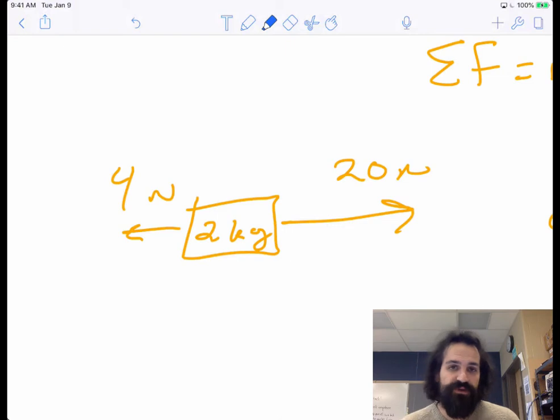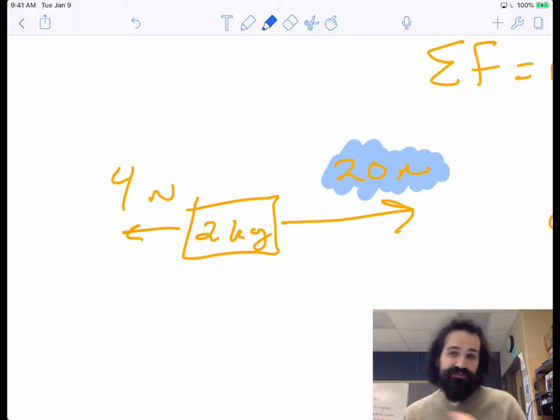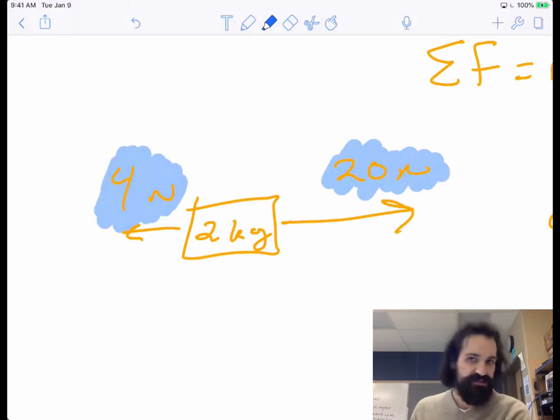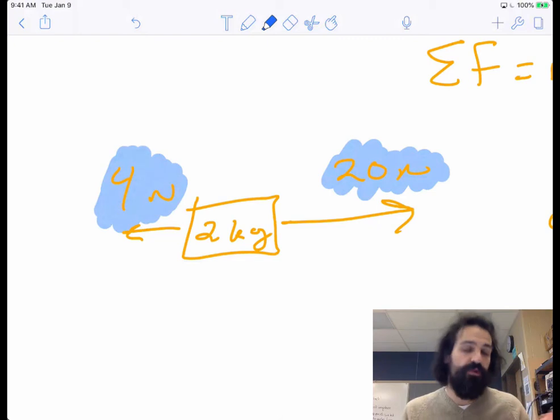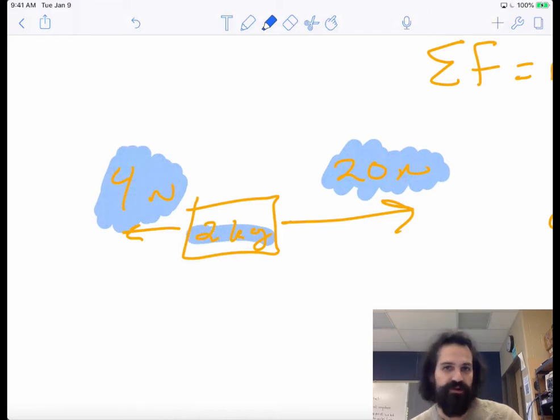So if we have a 2 kilogram object, and you pull it to the right with 20 newtons of force, and with my big, strong physics teacher muscles, I pull it to the left with 4 newtons of force, well, clearly our forces are no longer balanced, and unbalanced forces cause an acceleration, a change in the object's state of motion, whether it be speeding up or slowing down, because it is linear. Those are our only two options. And we also know the mass is 2 kilograms.